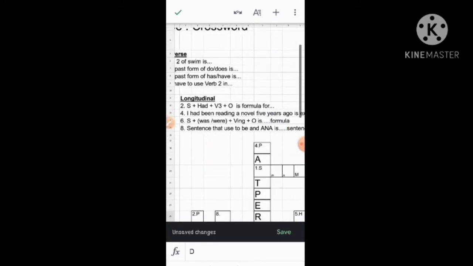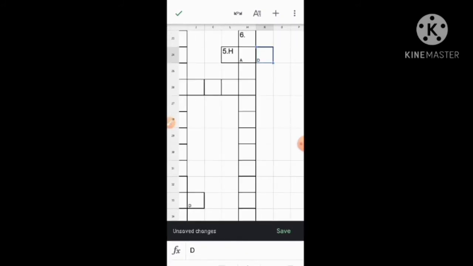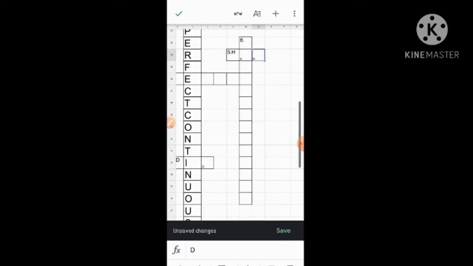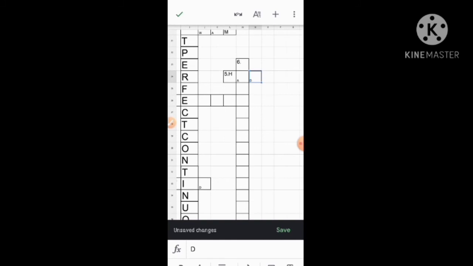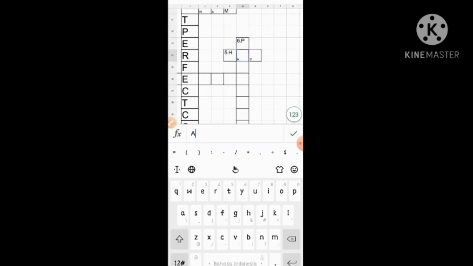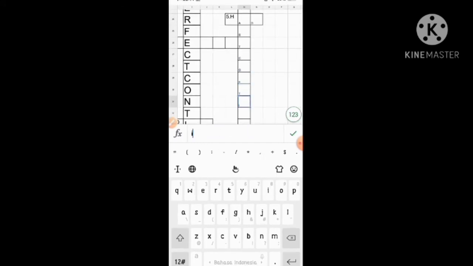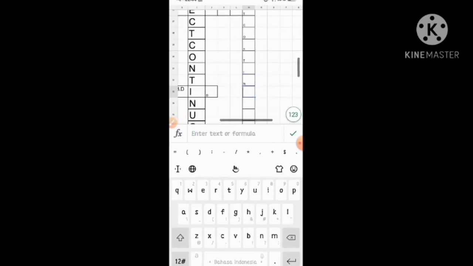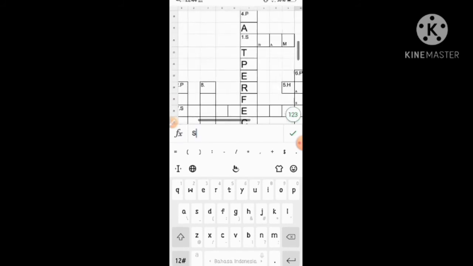Next. In number six, the question is subject plus was or were plus verb in plus object is formula. Number six. Okay, the answer is past continuous, because the question is formula of past continuous.